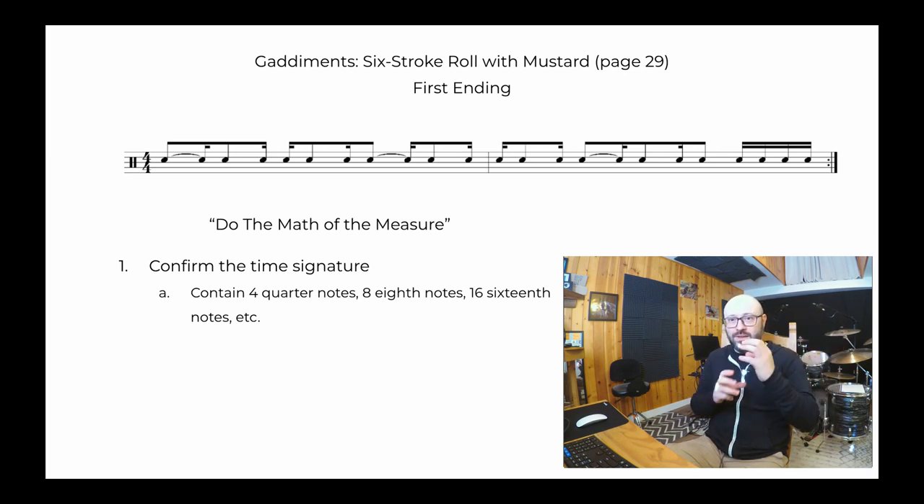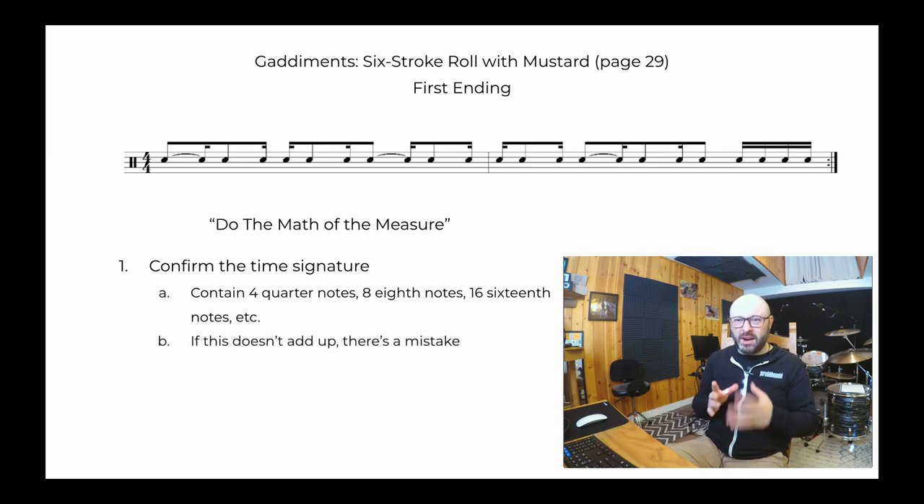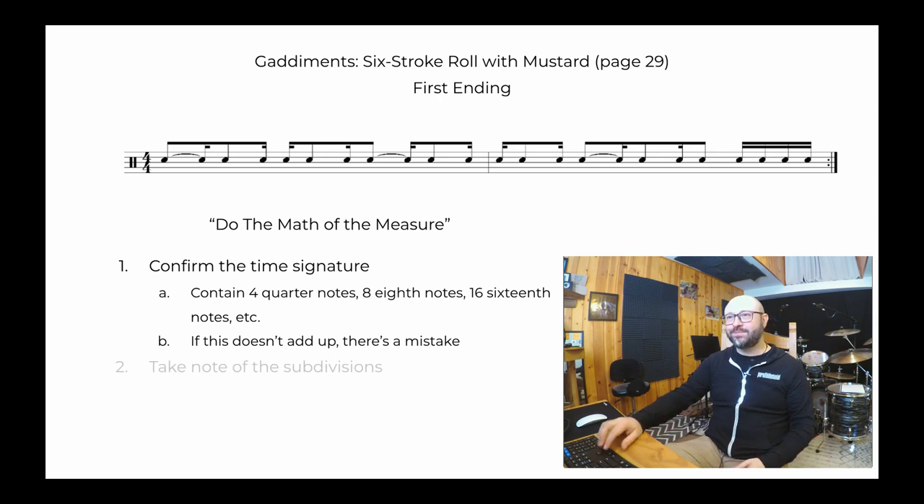So once we start breaking into the rhythms, if things start looking funny, it means there's a problem. If it doesn't add up, there's a mistake. Either I've made a mistake or you've made a mistake, or there's actually a printing mistake. That could happen too. I've definitely seen printing mistakes. So confirming the time signature as we go through this, keeping the time signature in mind, is going to help us. It's a great crutch because when it adds up, we know we've got it right.